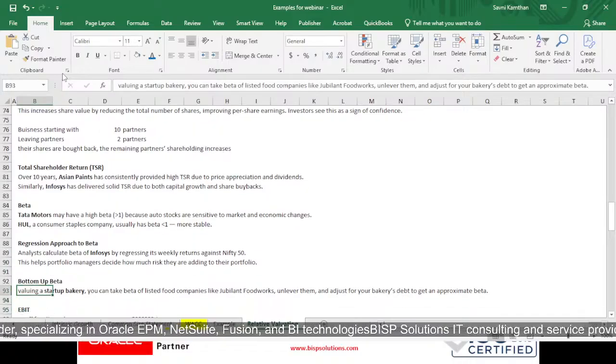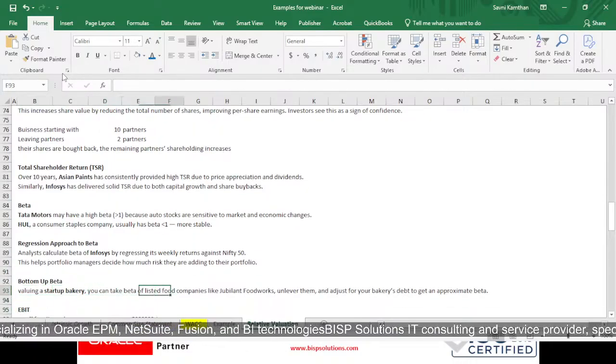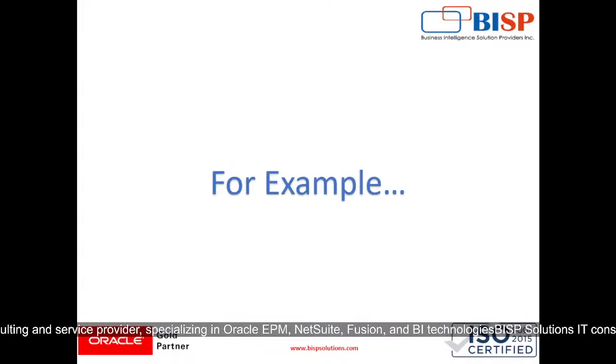Valuing a startup bakery, you can take the beta of listed companies like Jubilant FoodWorks, unlever them and adjust for your bakery's debt to get an approximate beta, right? It is like guessing your shop's performance based on how nearby shops perform after adjusting for how much loan you took, right?